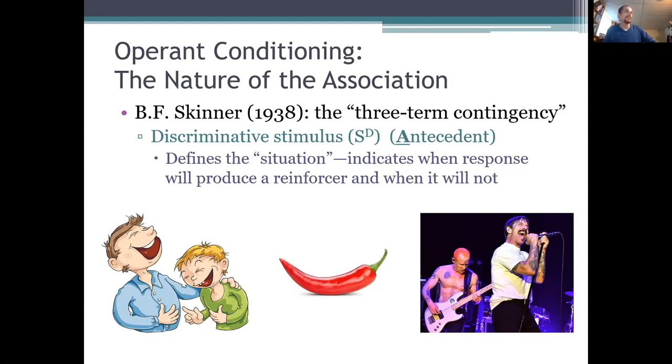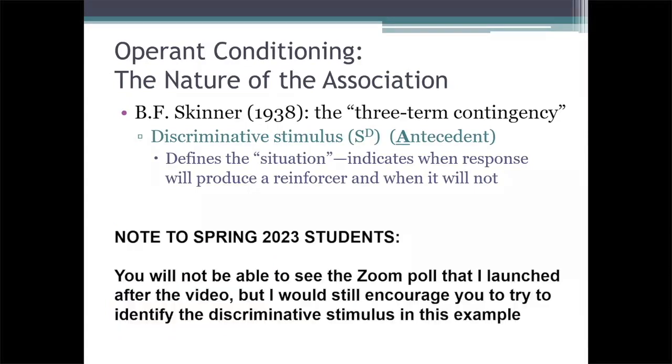Okay, well, guys, just to make sure that we're good on the concept of a discriminative stimulus, I'm going to play one more video for you. This is one more example of operant conditioning. And then after the video, I'll launch that poll and I'll have you guys identify what the discriminative stimulus is in it. Okay, so here's that video.